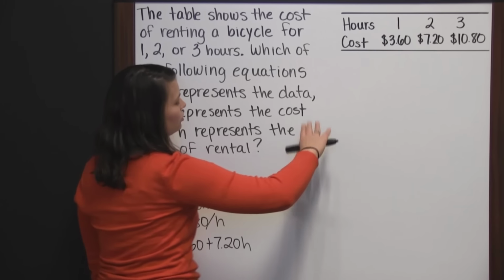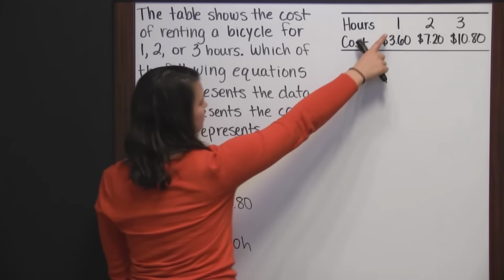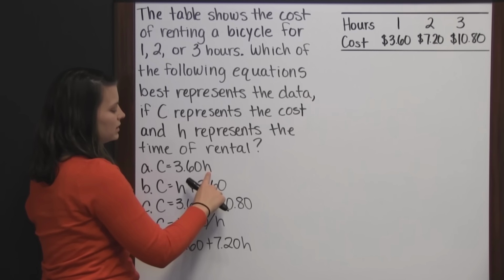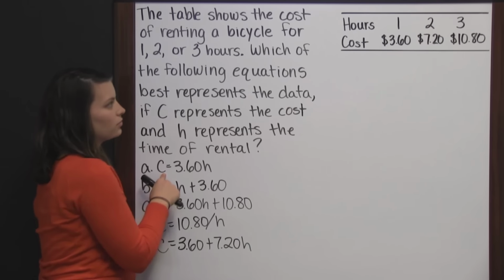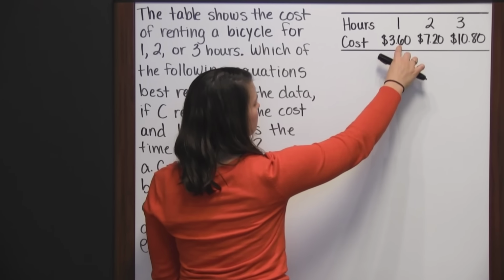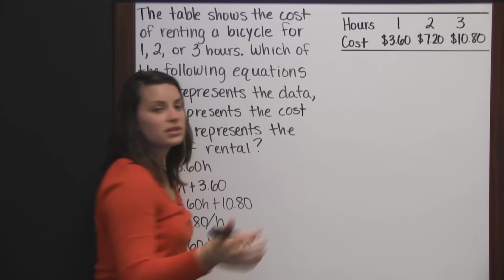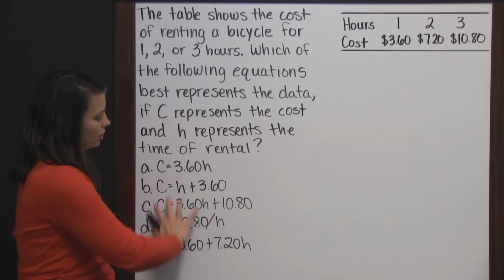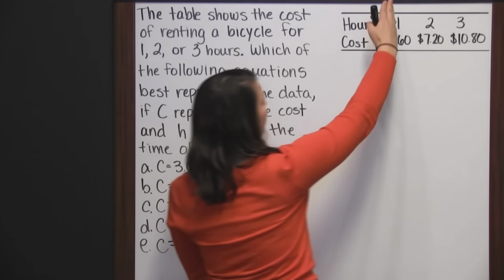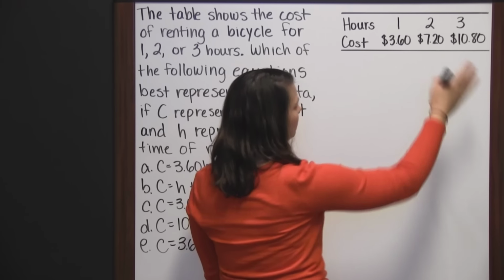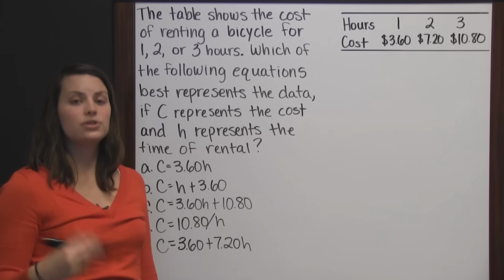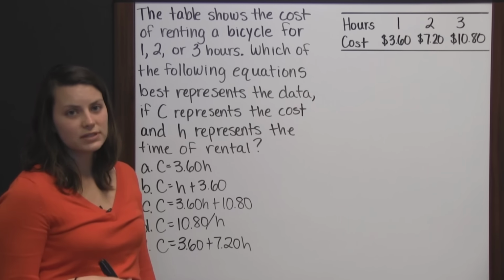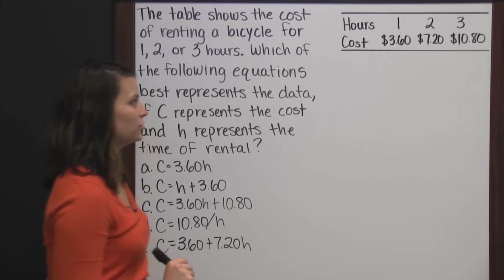For instance, you could replace H with 1 and you have $3.60 times 1, which is $3.60, which is the cost for 1 hour. And then do the same with 2 and with 3. Because sometimes an equation will work for one set of data, but not for the other two. So you should test it on all of them. However, I'll show you how to solve this problem if it weren't multiple choice.